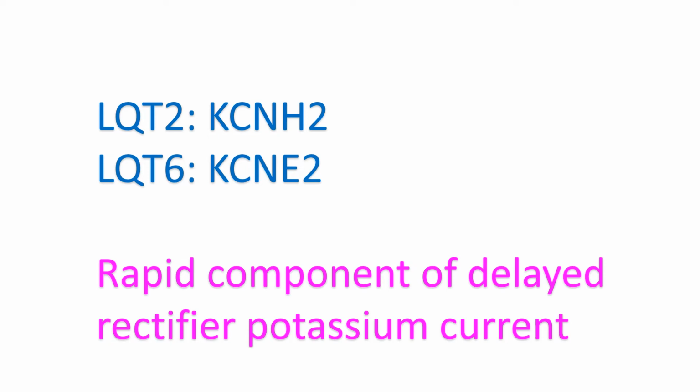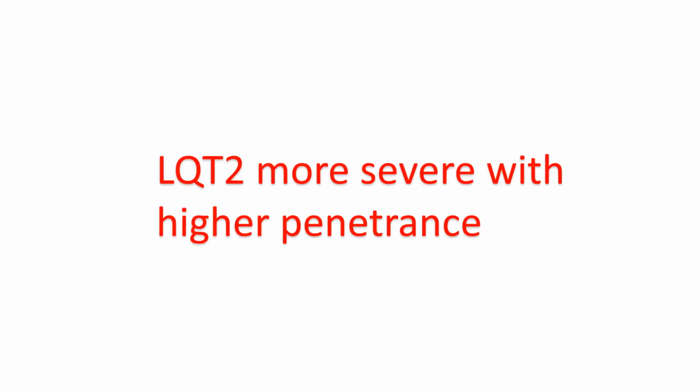Just as LQT1 and LQT5 are related to the same channel, LQT2 and LQT6 are related to the rapid component of the delayed rectifier current. KCNH2 encodes for the alpha subunit and KCNE2 encodes for the beta subunit. LQT2 is more severe and has a higher penetrance than LQT1, and females are more affected than males, while it is the other way around in LQT1. While LQT2 events are precipitated by sudden arousal, LQT1 events are related to exercise.